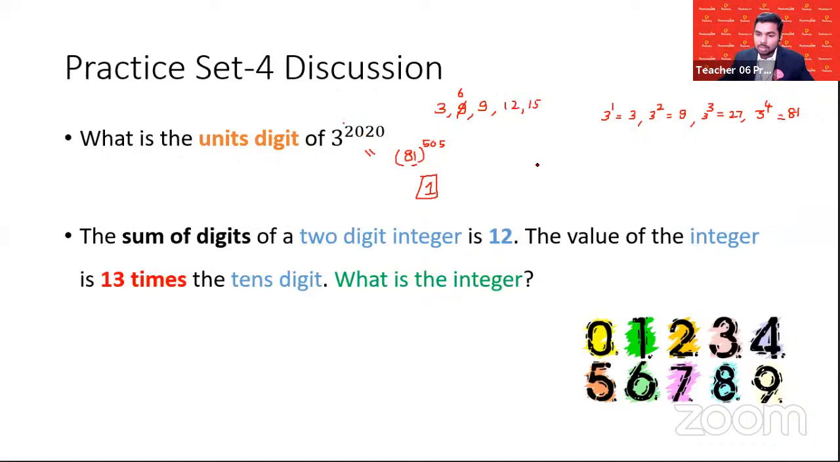Now I am going to ask you another question. What is the units digit of the number 3 power 2021? If anybody knows the answer, you can write that in the chat box. I'll wait for maybe 15 seconds. Yes, Suhas, you are right. That is 3. How did you get 3? Because you know the units digit of 3 power 2020 is 1.